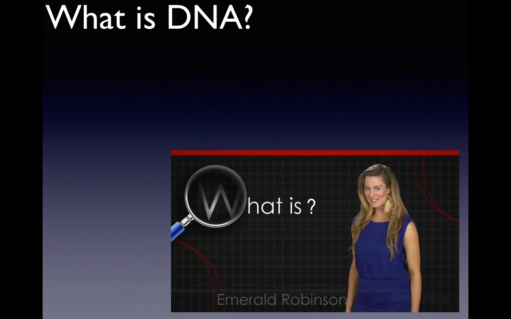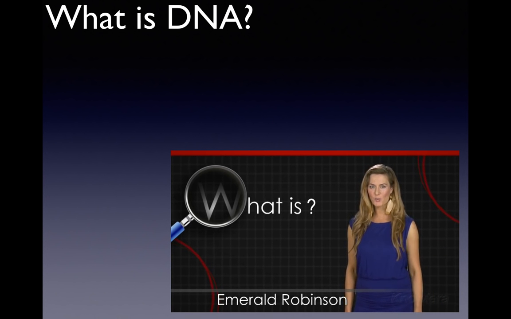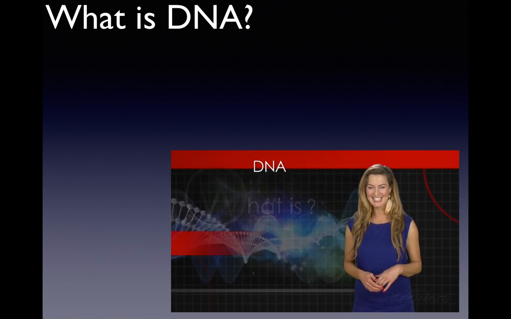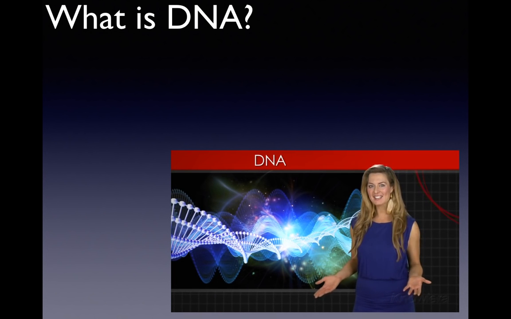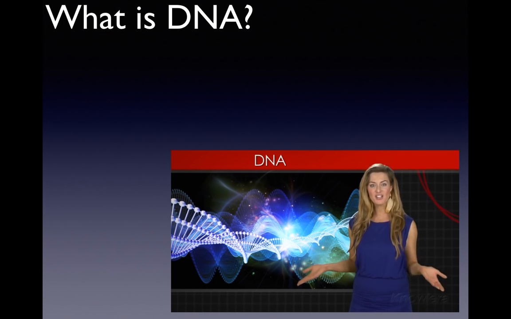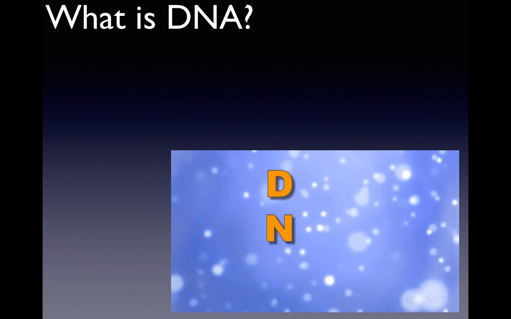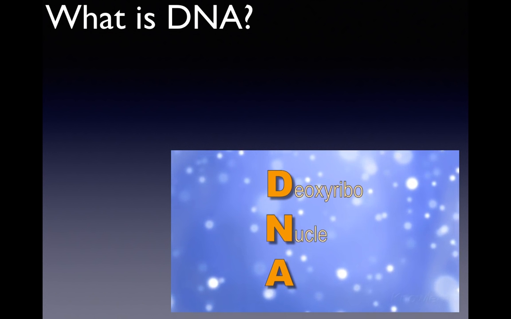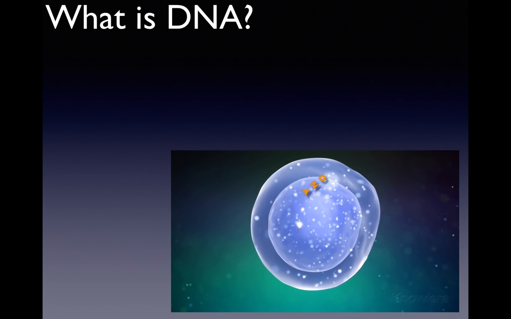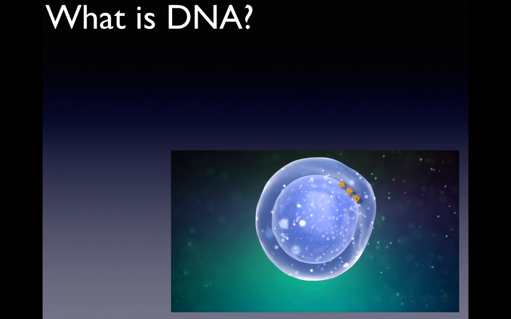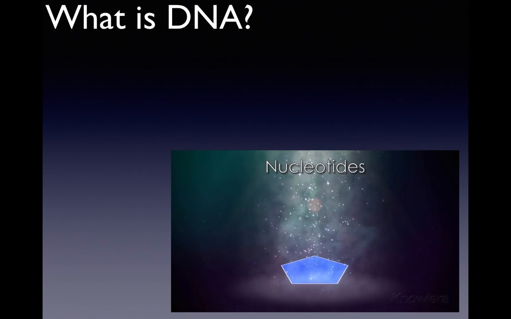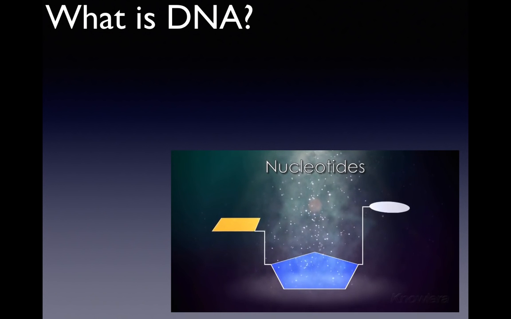Hi, I'm Emerald Robinson, and in this What Is video, we're going to examine the so-called stuff of life, DNA. DNA is a nucleic acid that carries all the genetic material necessary for cells to develop and function. The letters DNA stand for deoxyribonucleic acid. DNA floats freely in the cytoplasm of bacterial cells and is found in the nucleus of plant, animal, and fungal cells. DNA is made of subunits called nucleotides.